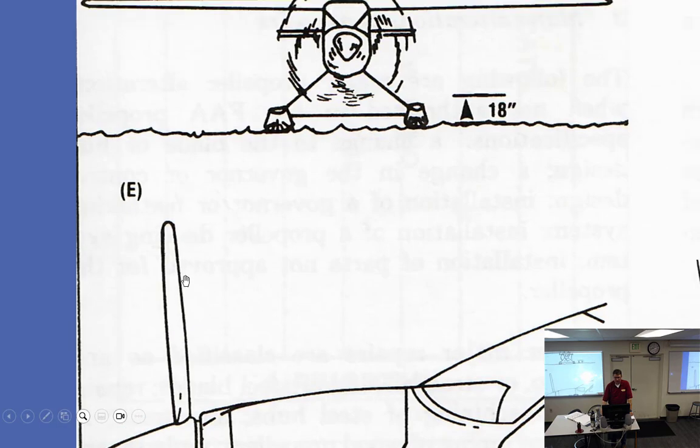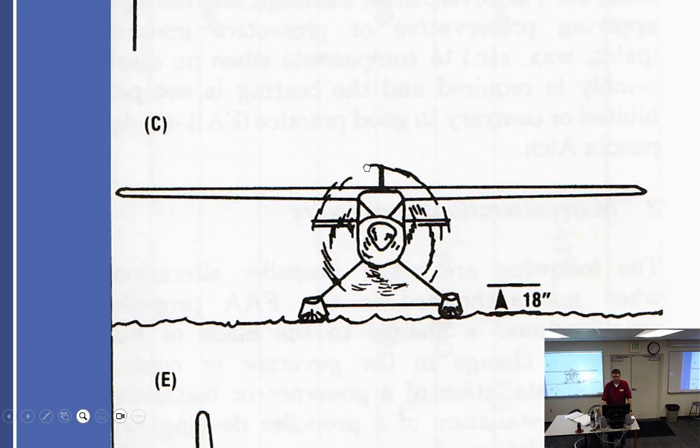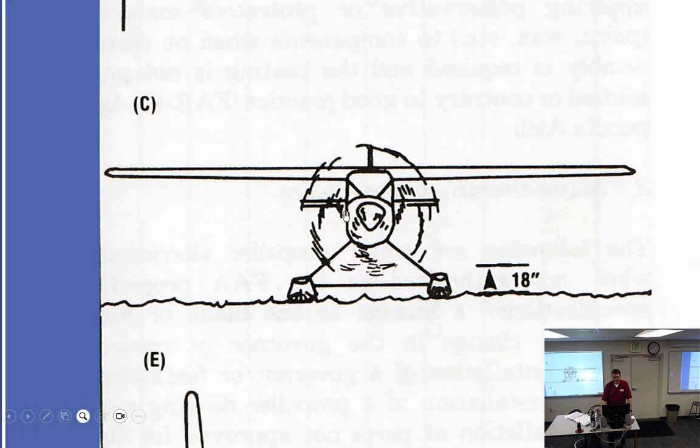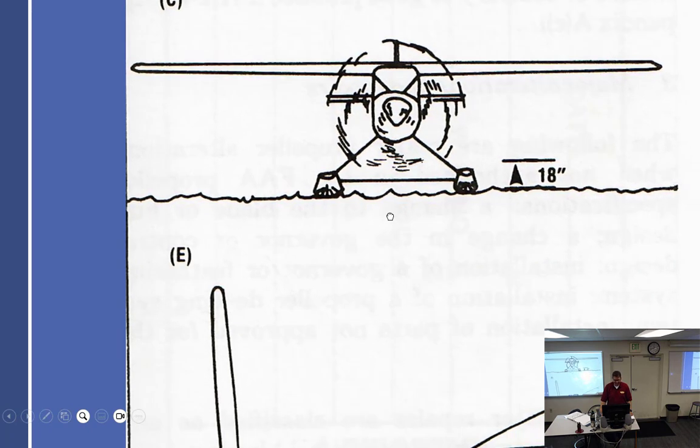Seaplane, 18 inches between tips and the water. How come more here than there? Because there's waves. Yeah, the sea line's probably, little sea otters, skulls are hell on these things.